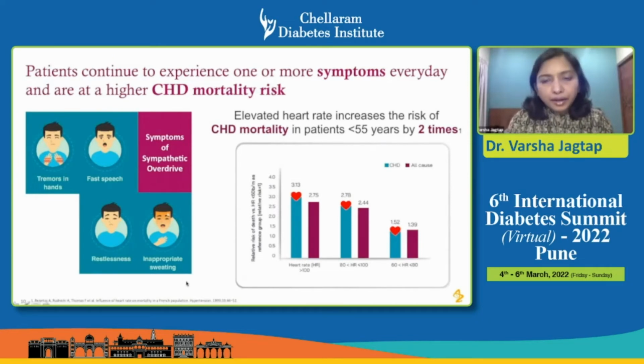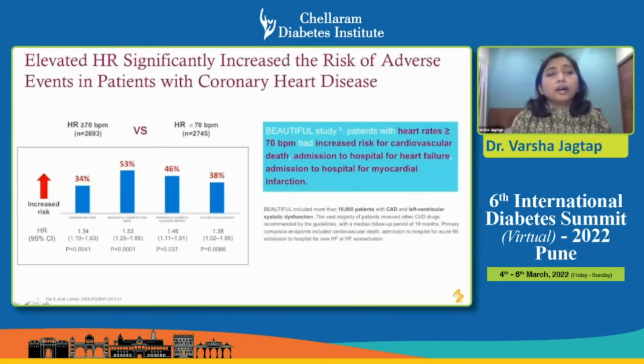So elevated heart rate, as per one particular study, in those patients, particularly less than 55 years of age, increased cardiovascular heart disease mortality by almost 2 times. The relative risk of a patient dying from a cardiac problem is almost 2 times if the patient's heart rate is higher, more than 100, as compared to a person whose heart rate is lower. And another study has shown a similar finding.